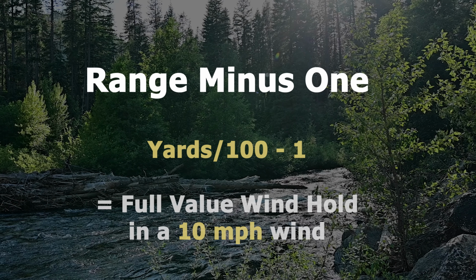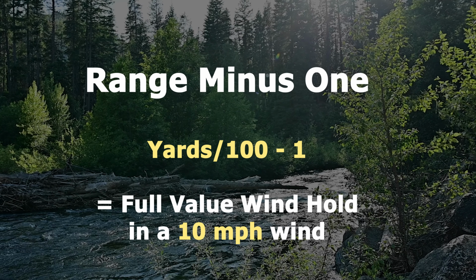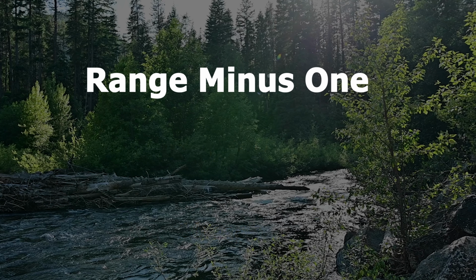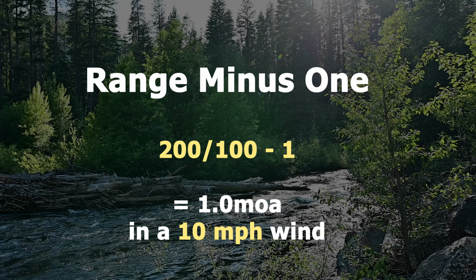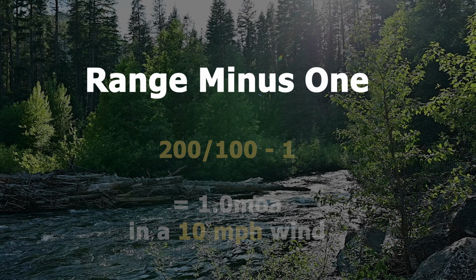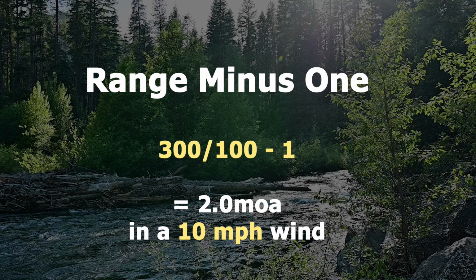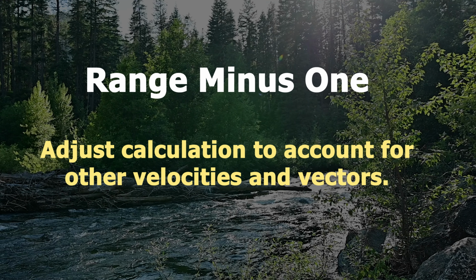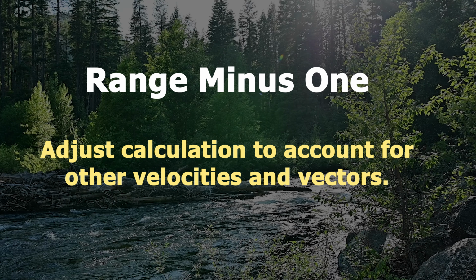Assuming a 10 mile per hour wind, full value windage is yards divided by 100 minus 1. So at 200 yards, hold 1 MOA into the wind. At 300 yards, hold 2 MOA, and so forth. For different wind velocities or different values of wind, change your hold by whatever fraction is appropriate.